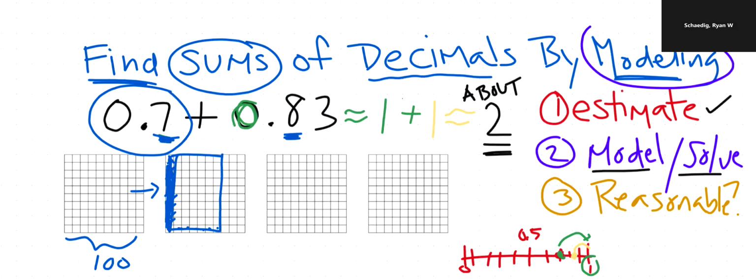And I'm not using this model over here because I was just talking about how that was 100. So I'm just going to use this model here. It doesn't really matter. I'm just using models to help.